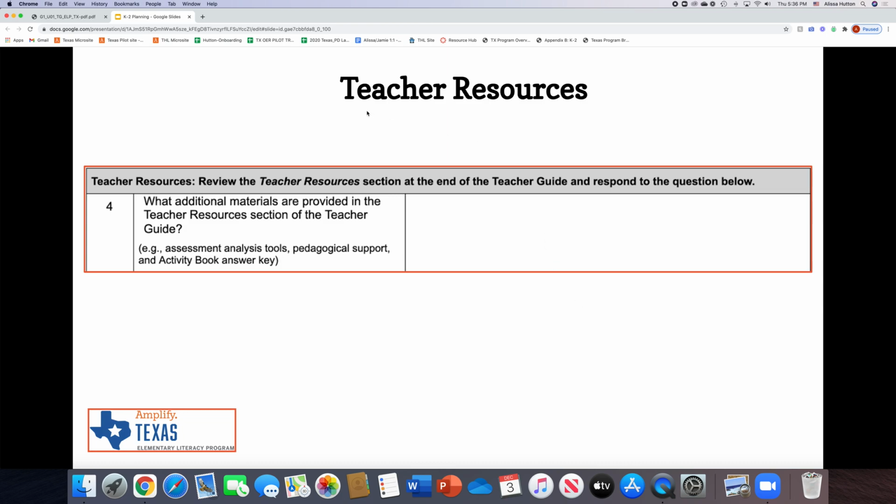We're now going to move on to the second component, which is teacher resources. We're going to use this teacher resource component to answer this question. What additional materials are provided in the teacher resources section of the teacher guide? Let's go there now.